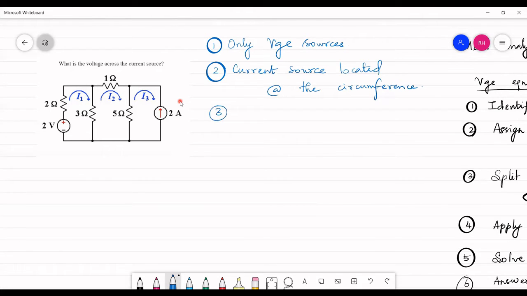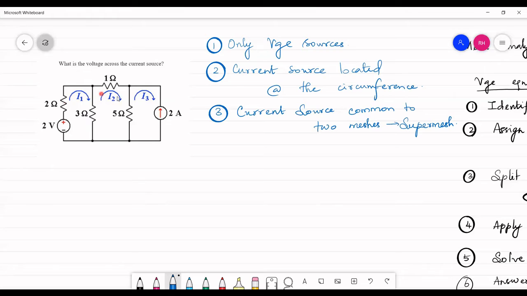Or located at the circumference of the circuit. And the third type is the circuit which has a current source somewhere in between, like between two meshes. You have a current source, so that comes as the third type. So the third type is the circuit with a current source common to two meshes. Here we have the concept of super mesh coming in, which will be explained in the next video. So now, over to the circuit.